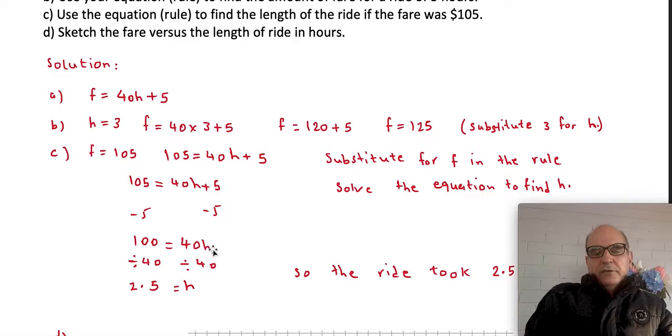Now to get to H, because H has been times by 40, you have to do the opposite thing, which means divide by 40. You divide both sides by 40. So 40 times H divided by 40, that 40 goes away, and you end up with H. And 100 divided by 40 is 2.5. So H is equal to 2.5. That means the length of time you've been riding for is 2.5 hours if you paid a fare of $105.